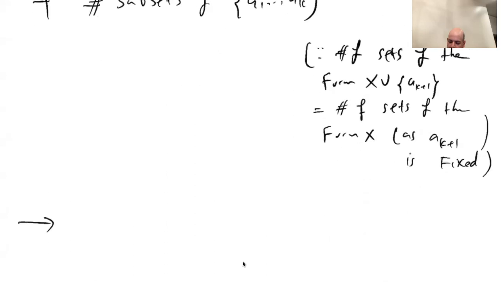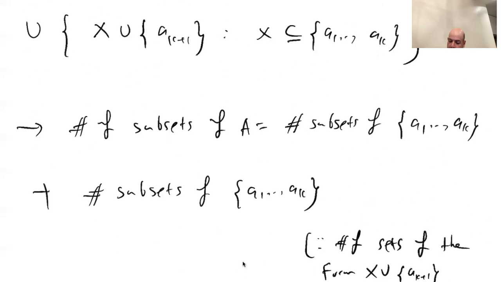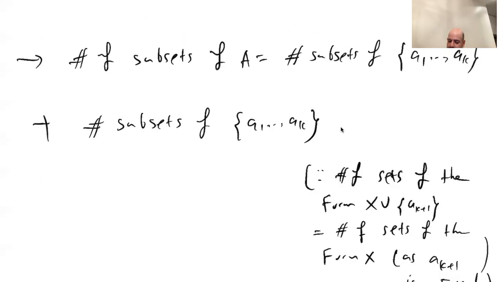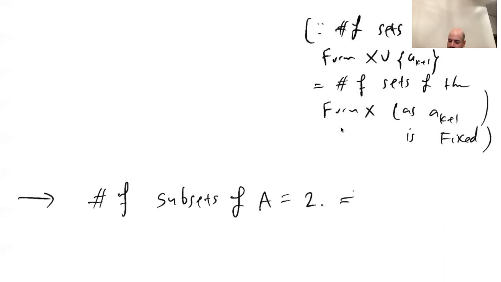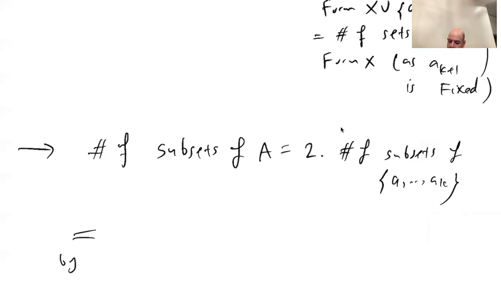Well, what does that mean then? That means the number of subsets of A is how much? The number of subsets of this plus itself. So these two terms are exactly the same, which means 2 times this term. So 2 times the number of subsets of A1 to Ak. And by assumption, this is 2 times 2 to the power k, and that's 2 to the power k plus 1.